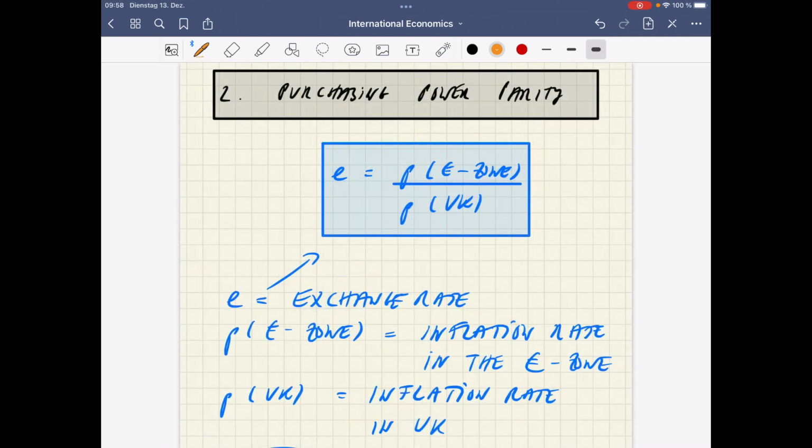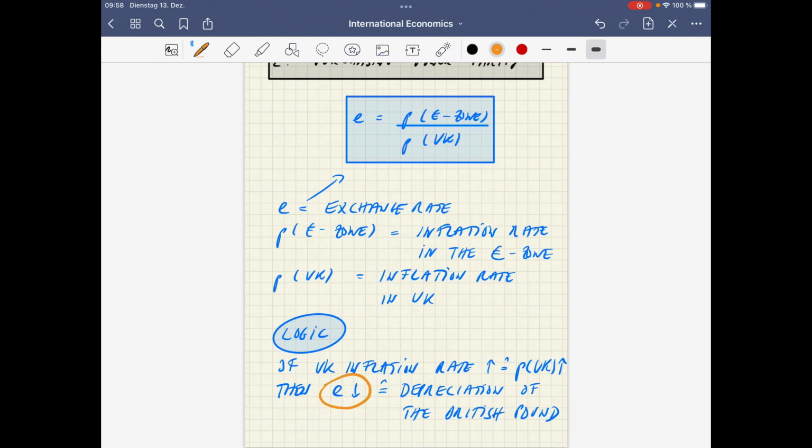In the long run, also purchasing power parity is valid. That means that the exchange rate, E, is reflecting differences in inflation rates. So for example, inflation rate in the Eurozone is in the numerator, the inflation rate of UK is in the denominator. So if UK has a higher inflation rate than the Eurozone inflation rate, then the exchange rate goes down. And a lower exchange rate means a depreciation of the British pound.